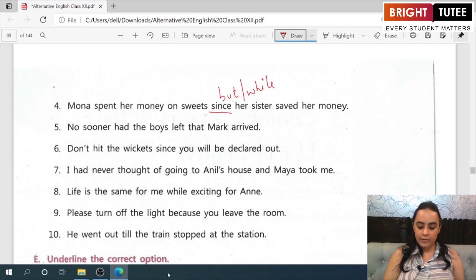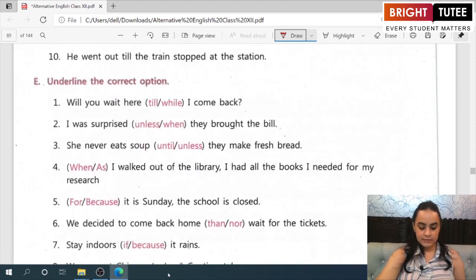No sooner had the boys left that Mark arrived. So no sooner, as soon as the boys left, Mark arrived. Okay. Let us look at the next question now. Tick the correct alternative.